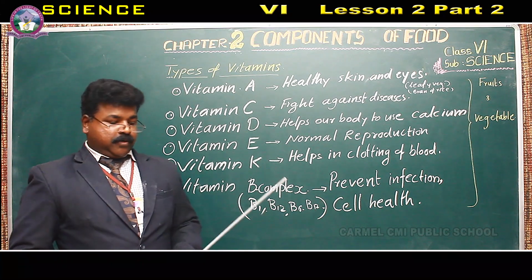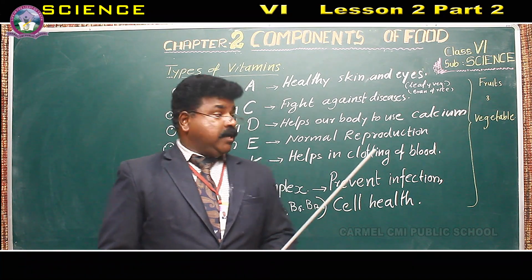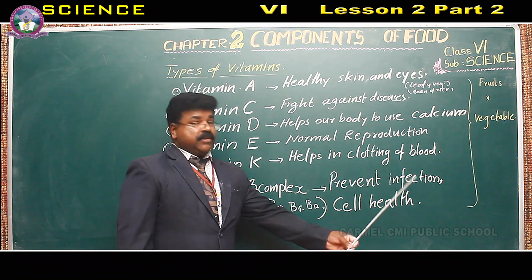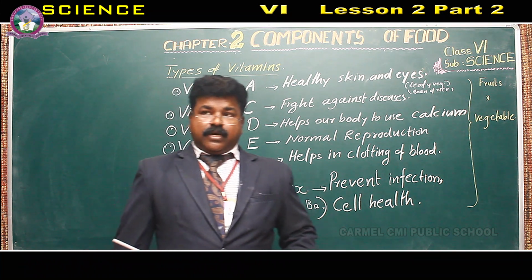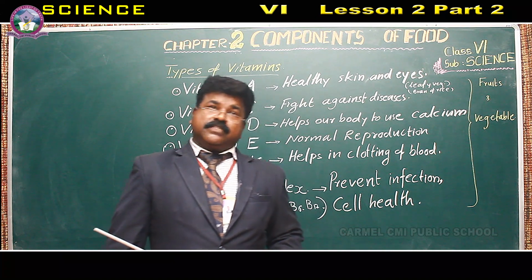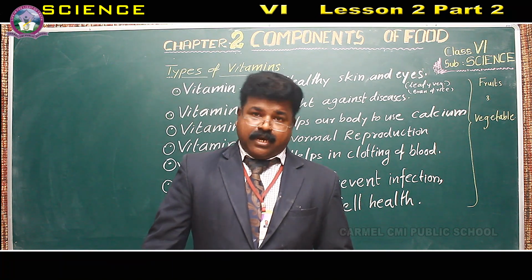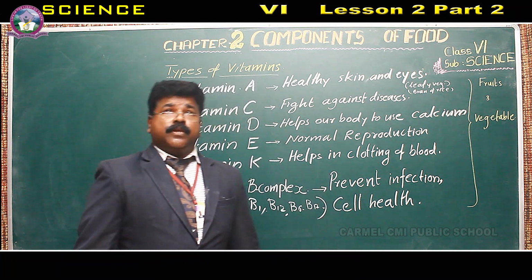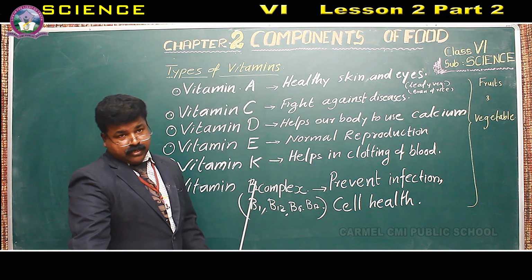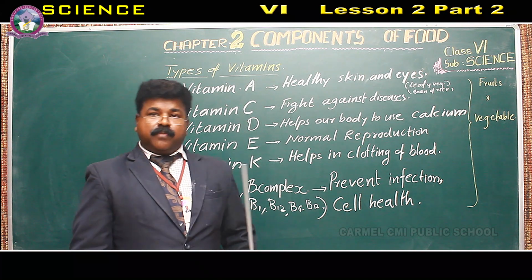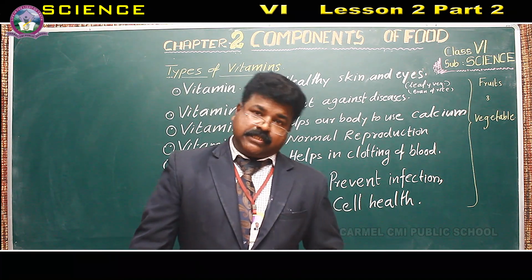And what's the role of vitamin B complex in our body? Vitamin B complex prevents infection. It will prevent our body from infection. Infection means the entry of disease causing germs into our body. Suppose we have vitamin B containing food materials in our diet, we will become free from many types of infections.